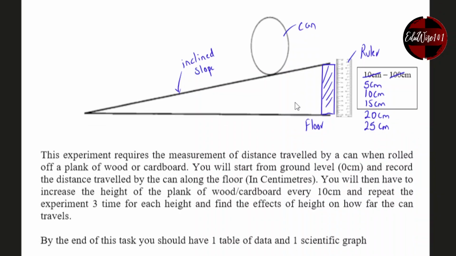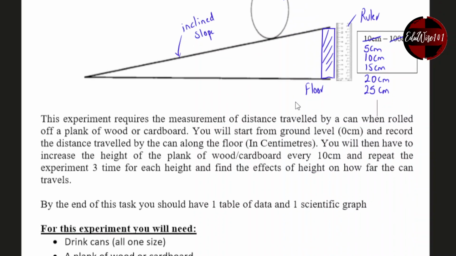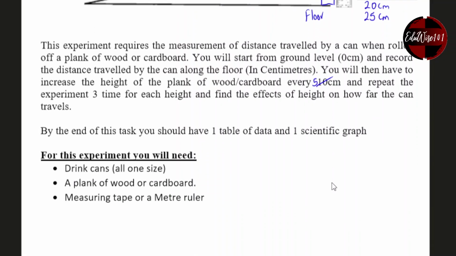This experiment requires the measurement of distance traveled by a can when rolled off a plank of wood or cardboard. You will start from ground level 0 and record the distance traveled by the can along the floor in centimeters. You will then have to increase the height of the plank of wood or cardboard every 10 centimeters. Here, instead of every 10 centimeters, we did 5 centimeters. And repeat the experiment 3 times for each height and find the effects of height on how far the can travels. By the end of the task, you should have 1 table of data and 1 scientific graph.